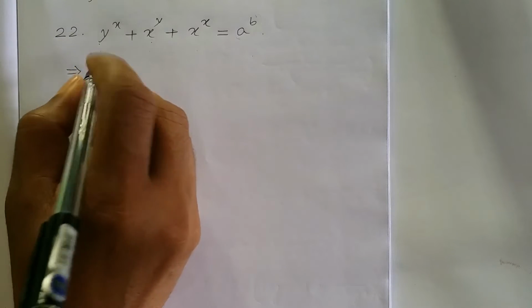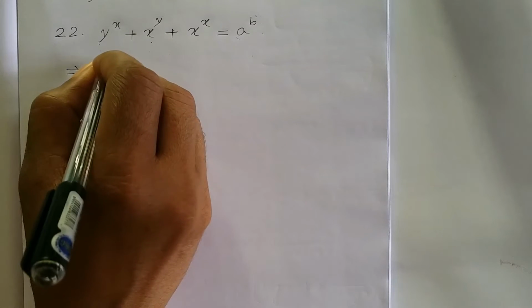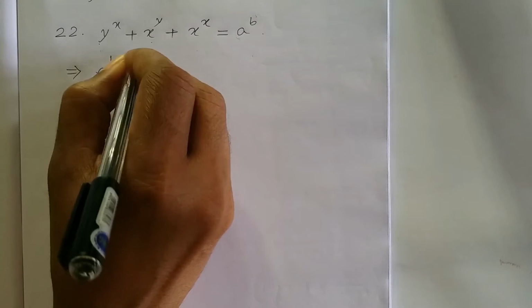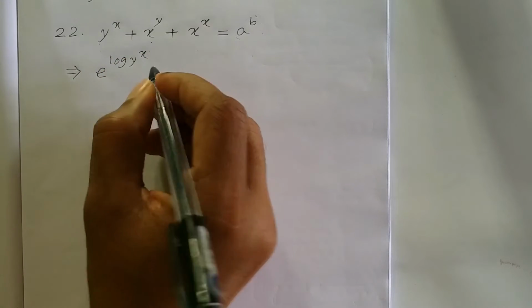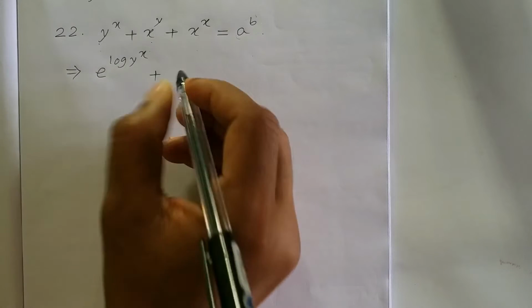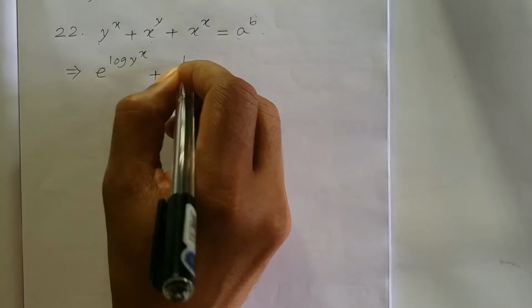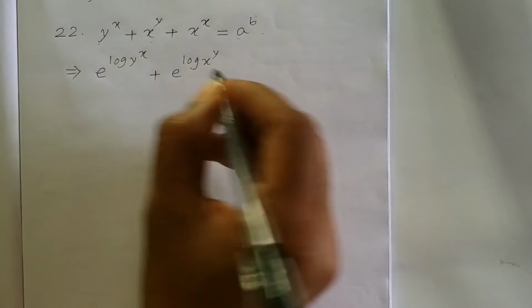So here we are to write e to the power log of y to the power x. We can write like this. We discussed in the previous class. Similarly, plus e to the power log of x to the power y.